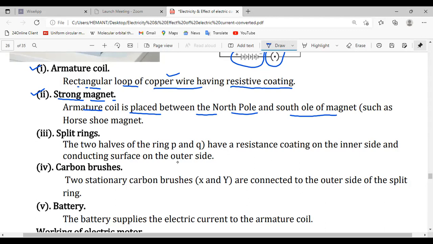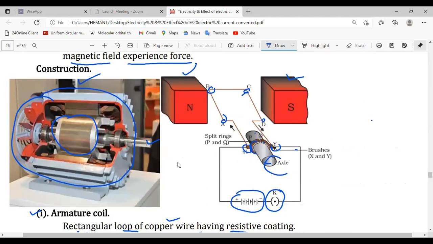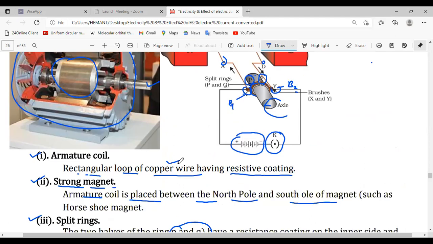Okay. Next we have split rings. Third component, the two holes of the ring P and Q. Here we have named them as P and Q. And B1 and B2 are nothing but the carbon brushes. Here it is given X and Y.